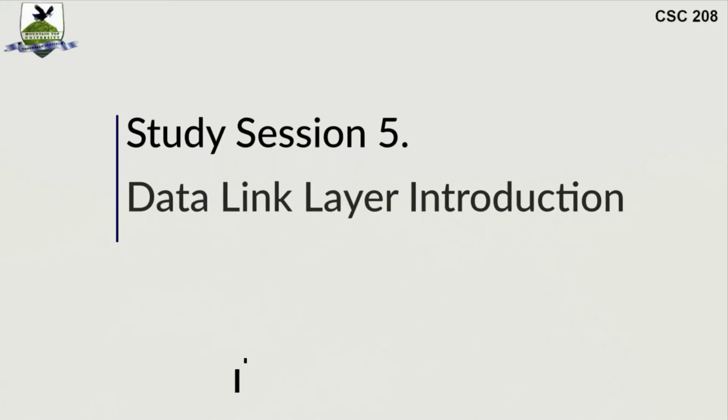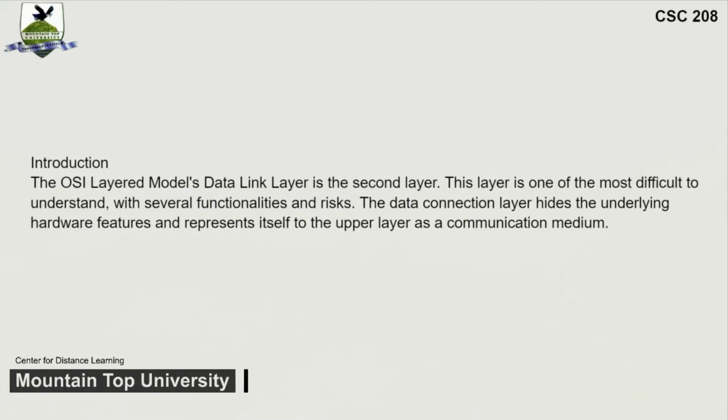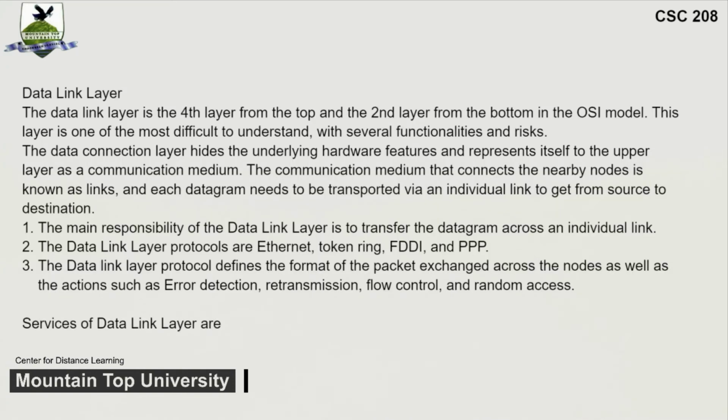Study Session 5. Data Link Layer Introduction. The data link layer of the OSI layered model is the second layer. This layer is one of the most difficult to understand, with several functionalities and risks. The data link layer hides the underlying hardware features and represents itself to the upper layer as a communication medium. The data link layer is the fourth layer from the top and the second layer from the bottom in the OSI model.